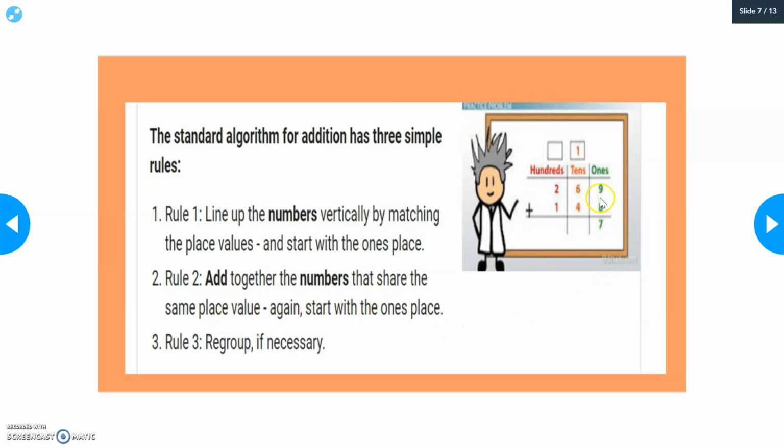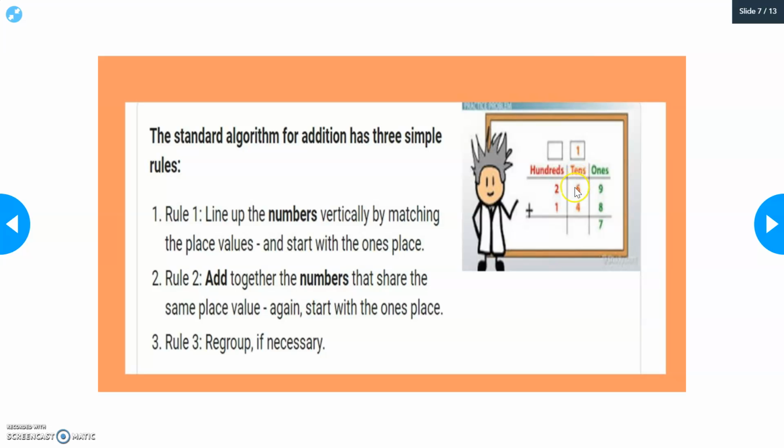So first, start with the ones. It'll be 9 plus 8, which is what? If you said 17, then guess what? You're correct. But let's look at this last rule. Rule number 3, regroup if necessary. When it comes to this equation, we're definitely going to have to regroup, because we can't just write the number 17 here, because this is just a place for the ones. So we will regroup our 10 over in our tens place, and then we will continue to add.